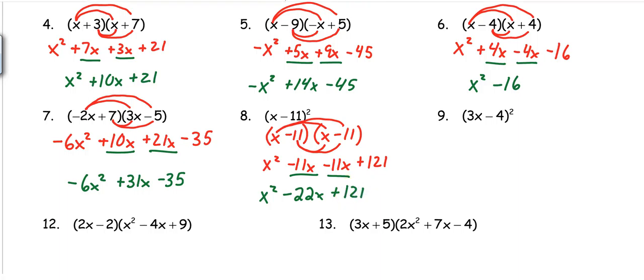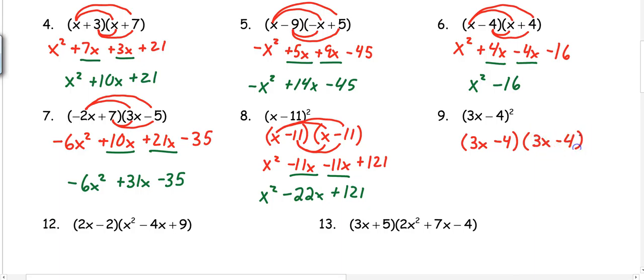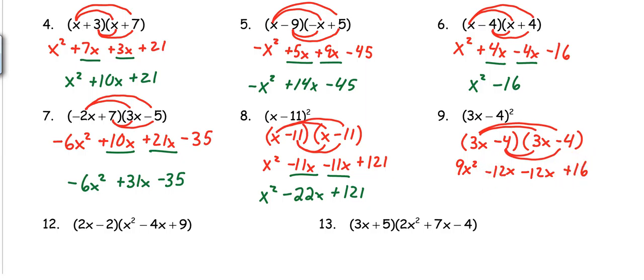The same thing happens in number 9, where I need to rewrite this parenthesis. So I have 3x minus 4 times 3x minus 4. So I'm going to distribute. 3x times 3x is 9x squared. 3x times negative 4 is minus 12x. Negative 4 times 3x is minus 12x. And negative 4 times negative 4 is plus 16. So in this case, my x's combine again, and I have 9x squared minus 24x plus 16.